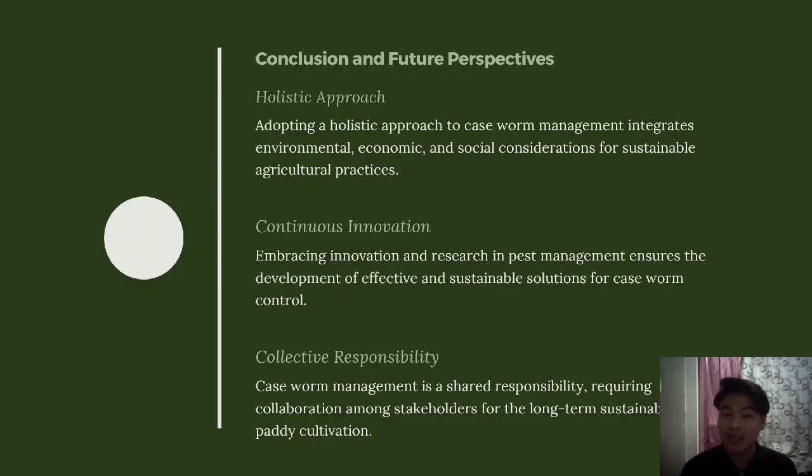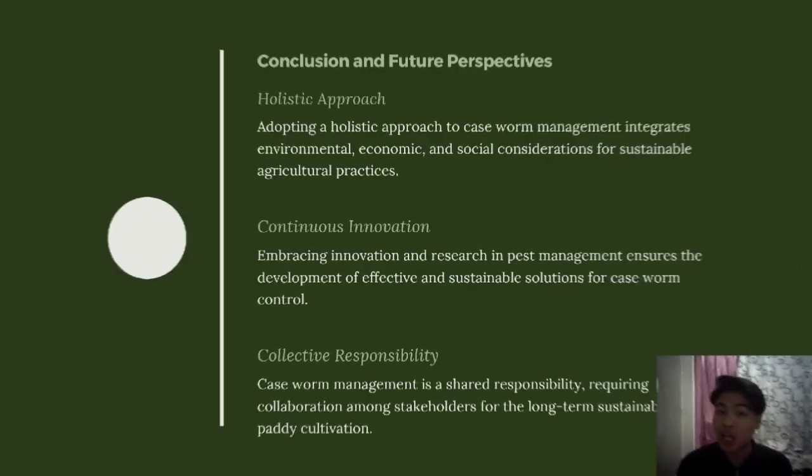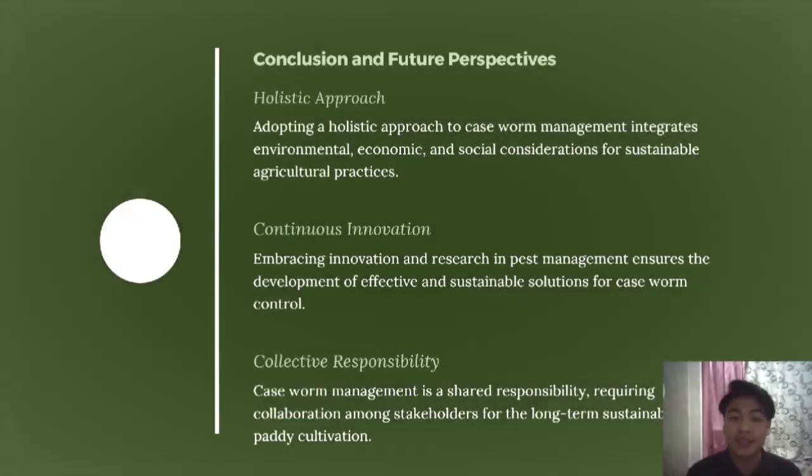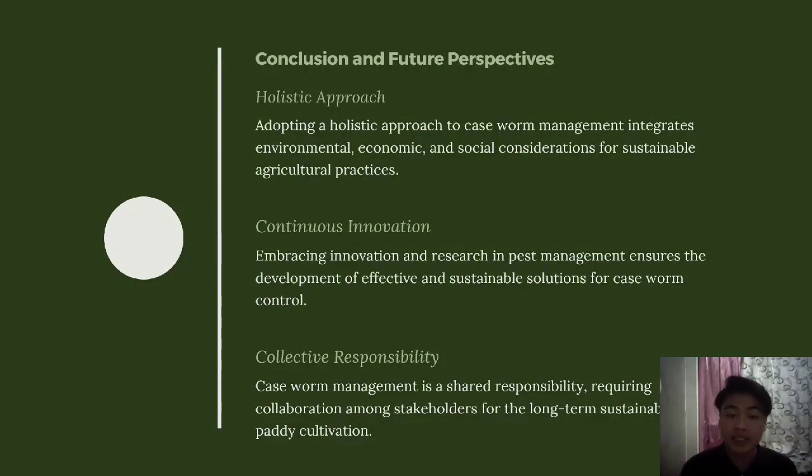Last but not least, the conclusion and future perspective. Holistic approach. Adopting a holistic approach to caseworm management integrates environmental, economic, and social considerations for sustainable agriculture practices. The second one is continuous innovation. Embracing innovations and research in pest management ensures the development of effective and sustainable solutions for caseworm control.